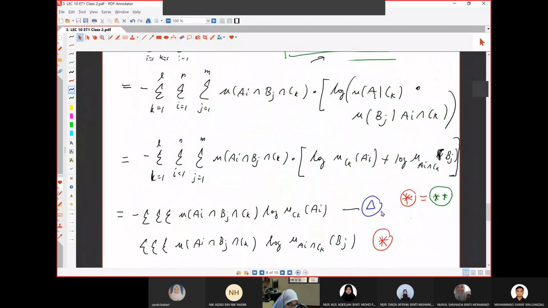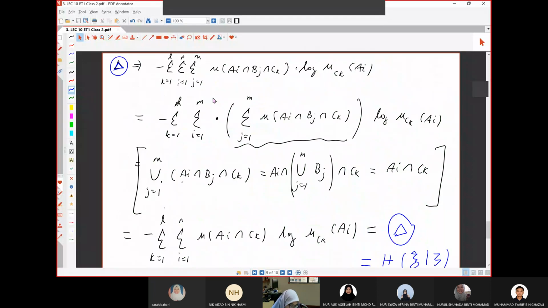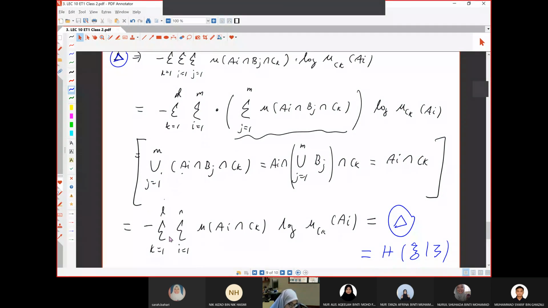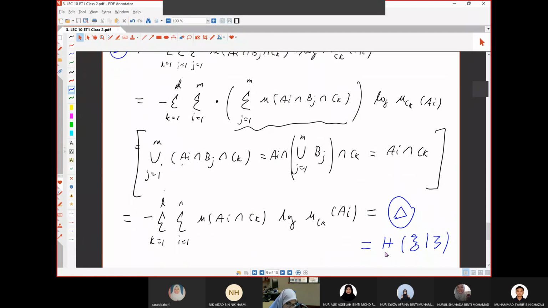Now we want to verify the first expression in the right hand side, which is the triangle. What we do is also use the property of the union of the set, and we want to eliminate J. By finding the union of BJ, we found this is equals to the whole X. By intersection of the whole X with AI and CK, we got only AI and CK. Because of that, we have simplified our triangle expression, which is equals to this one. That means our expression here is equals to H of psi given that partition, zeta.